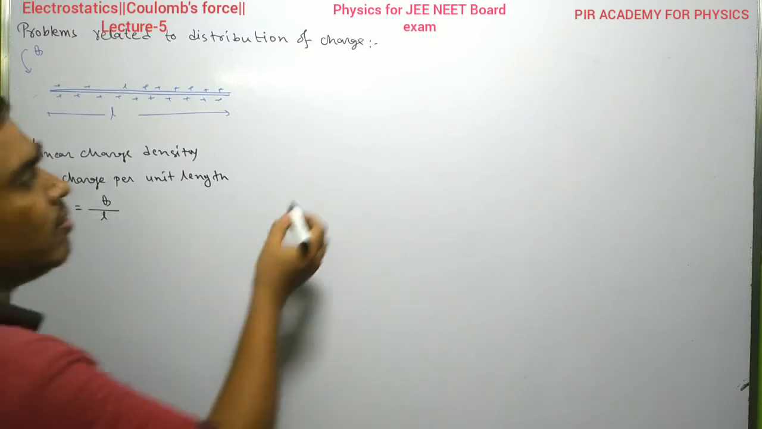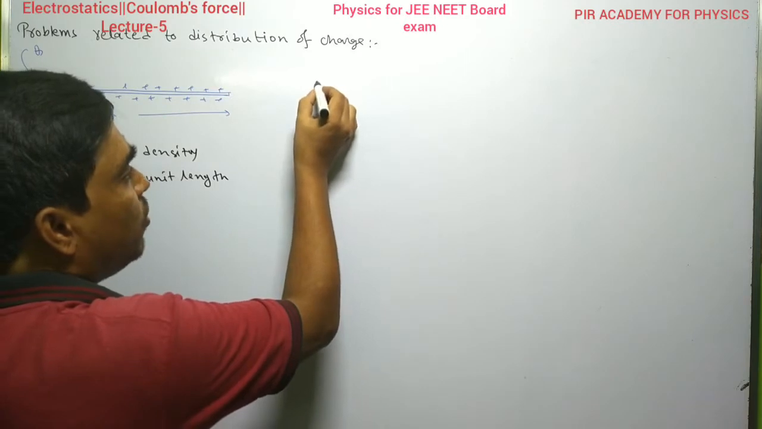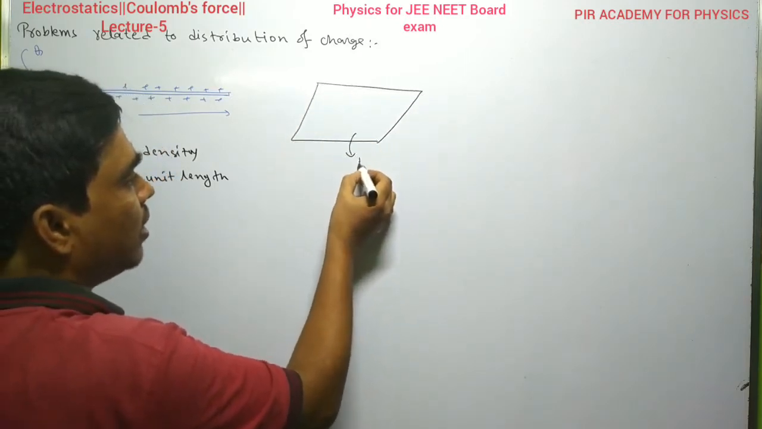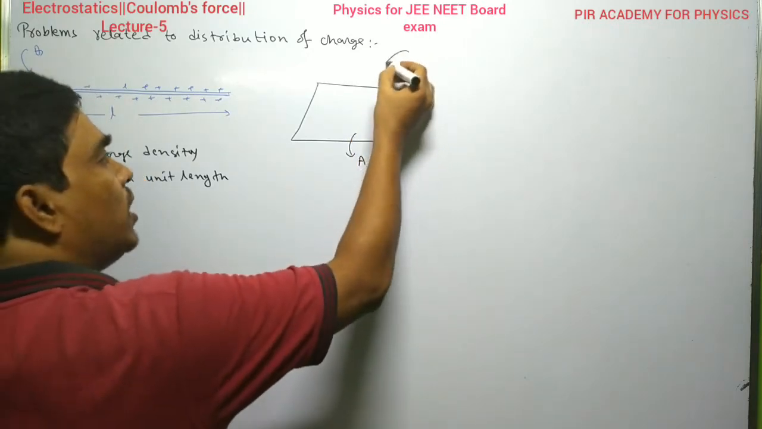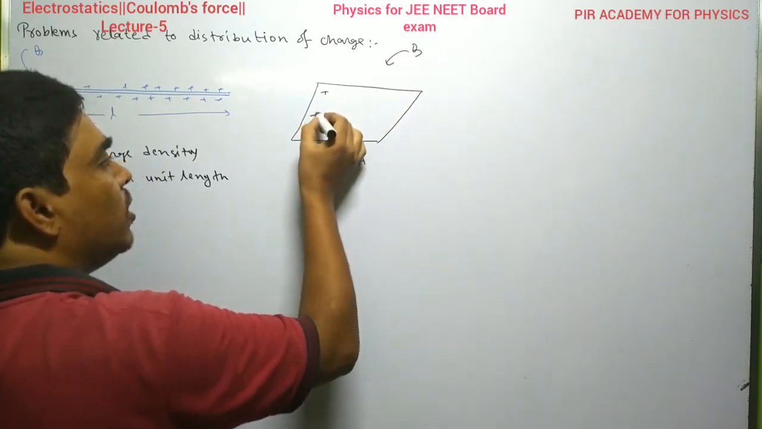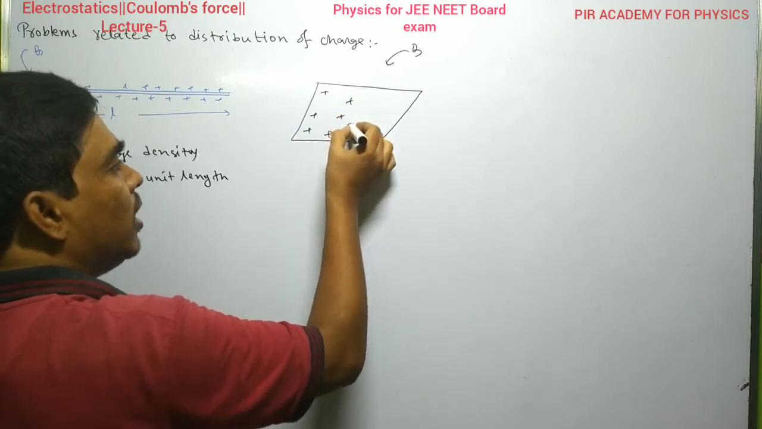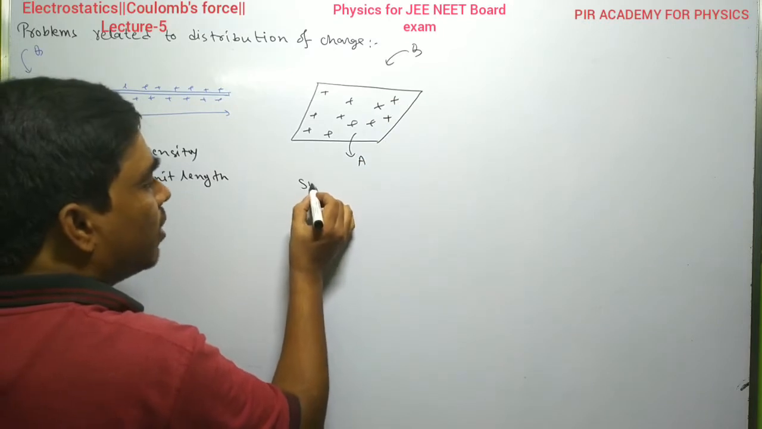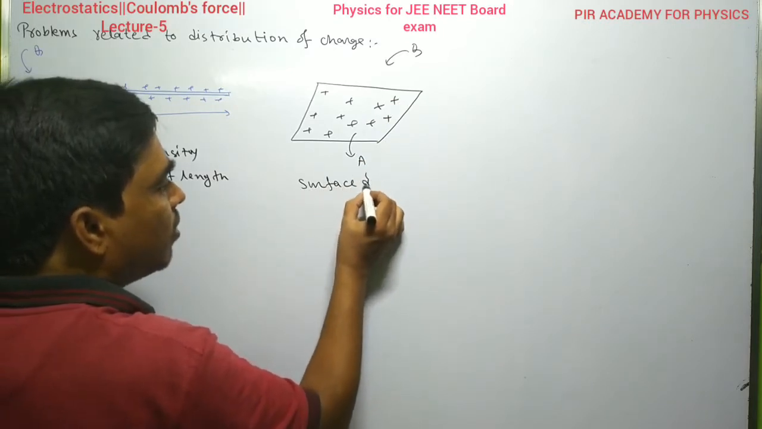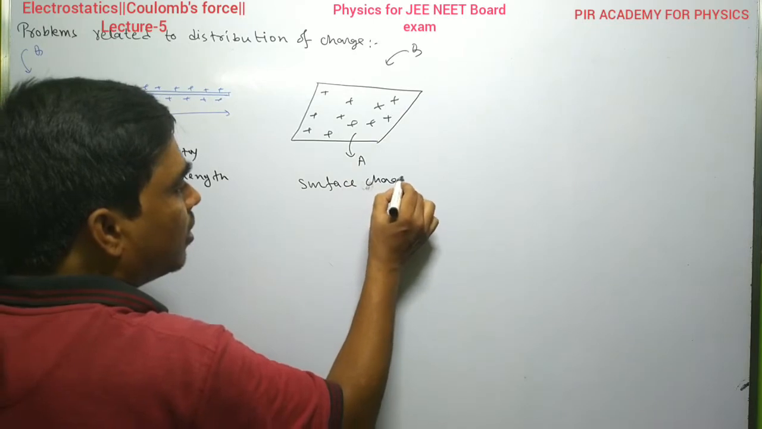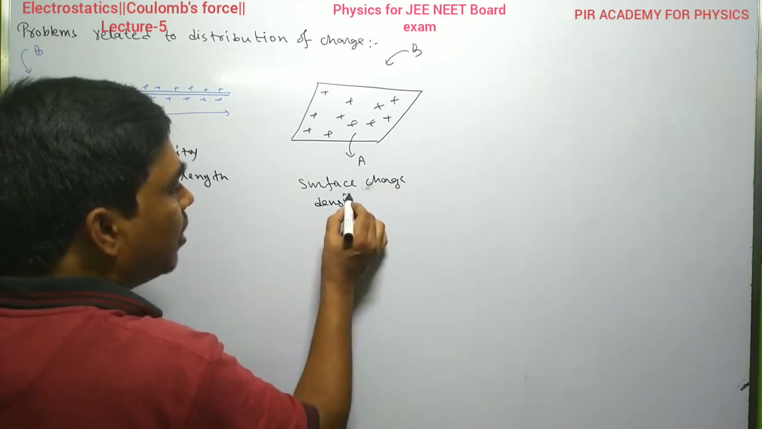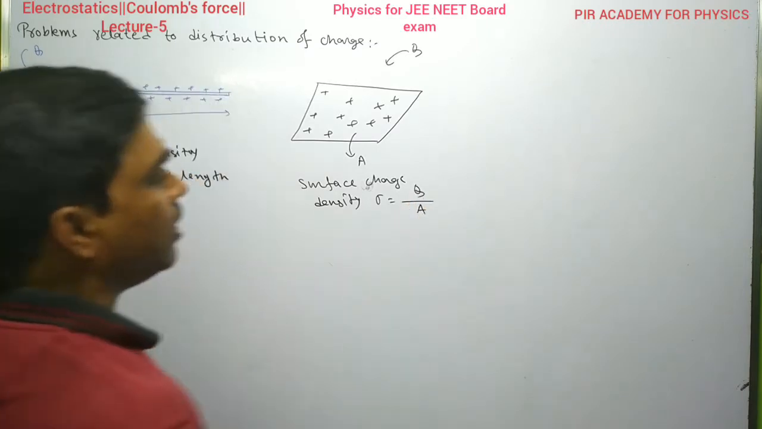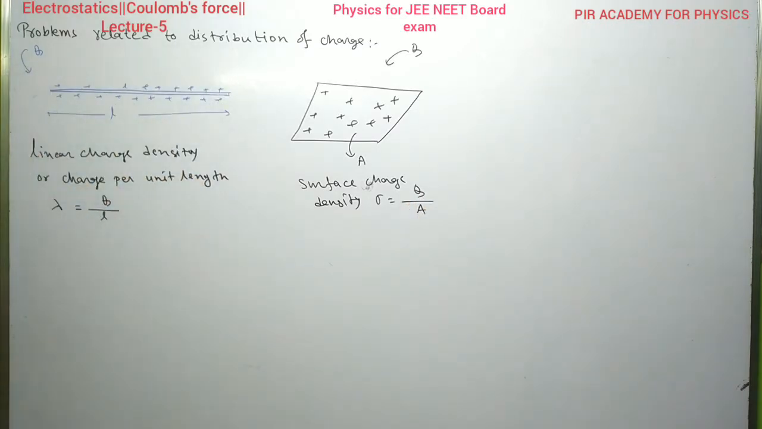Now if charge is distributed through an area, suppose the total area is A, and total charge Q is distributed through this area, then the surface charge density sigma will be total charge divided by area, that means charge per unit area.